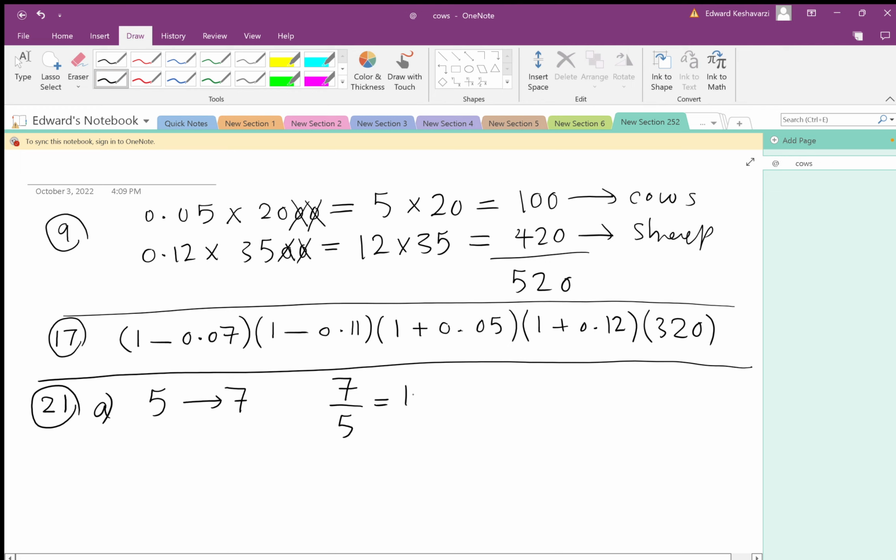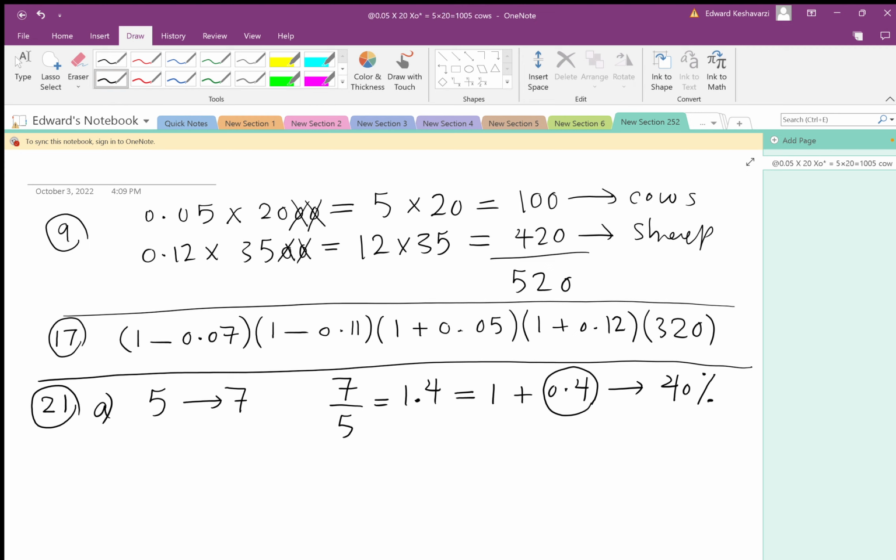So it's going to be 1.4. And then you need to compare that with 1. So you write it as 1 plus 0.4. That 0.4 shows that we have a 40% increase in the value. So when 5 increases to 7, there will be a 40% increase.